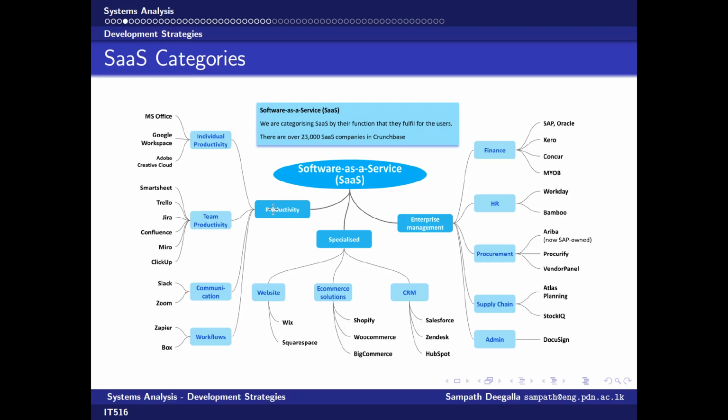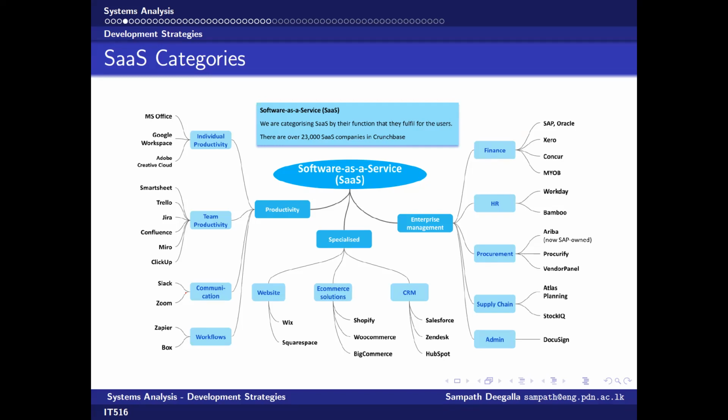So you can see there are a lot of services developed for various purposes: individual productivity, team productivity, communication, workflows, websites, e-commerce solutions, customer relationship management, admin, supply chain, procurement, HR, finance, everything is there. So the only thing is, we have to get familiar with these services, and maybe sometimes you need some customization to adapt into your organization. But you can see the trend is in this direction.